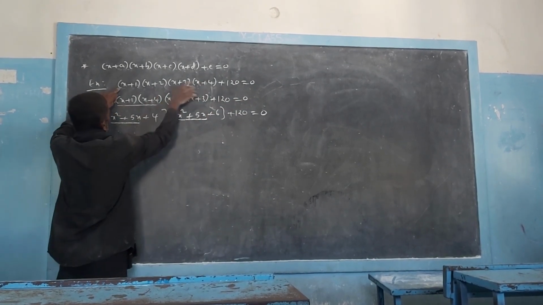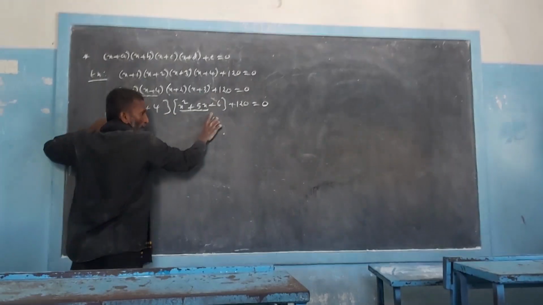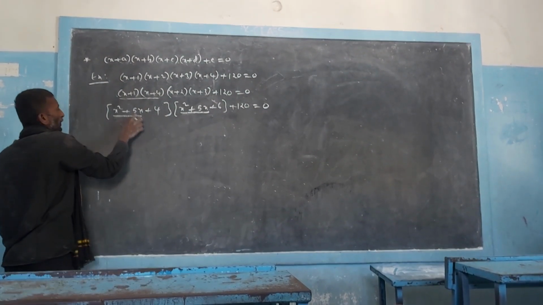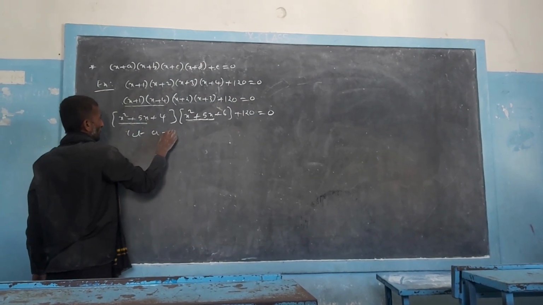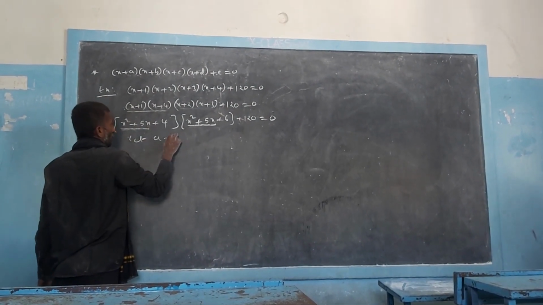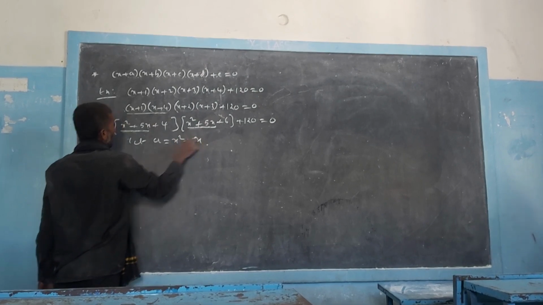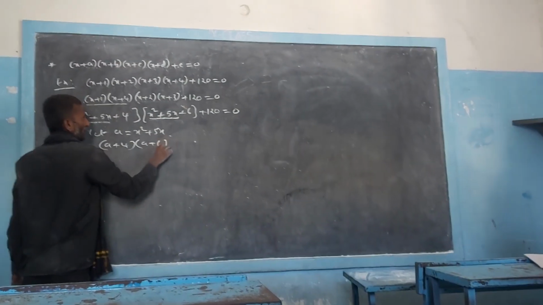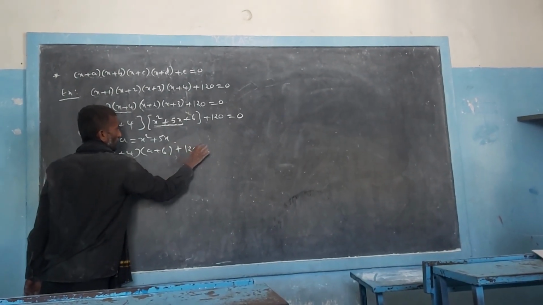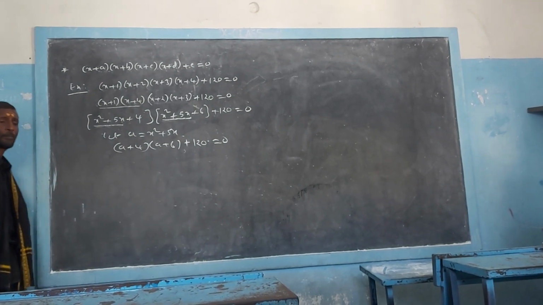So if I rearrange the terms, we get x square plus 5x, x square plus 5x. So then we can consider this thing as a small variable. Let x square plus 5x equal a. If I write like that, then it takes the form of a plus 4, a plus 6, plus 1, right? Did you understand?